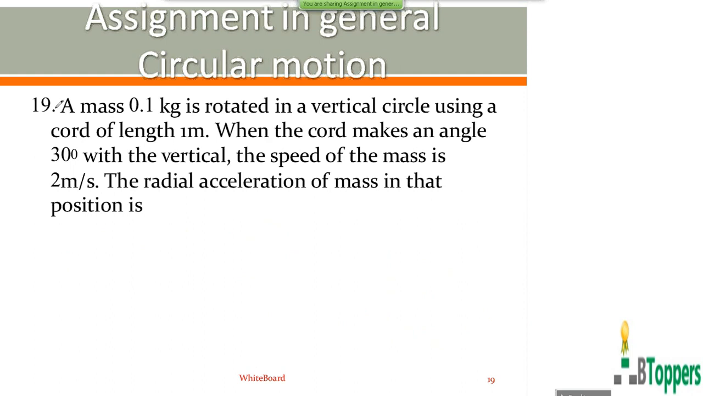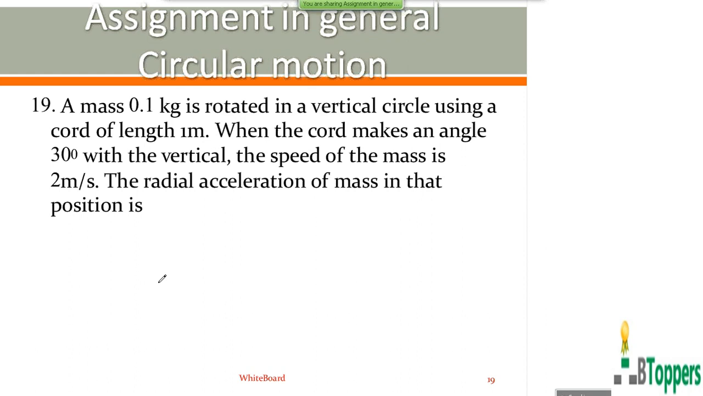Coming to the question number 19, a mass 0.1 kg is rotated in a vertical circle using a cord of length 1 meter. When the cord makes an angle of 30 degrees with the vertical, the speed of the mass is 2 meters per second. The radial acceleration of the mass in that position is.